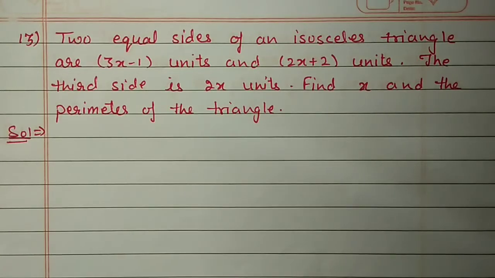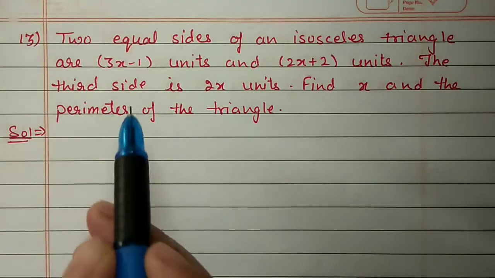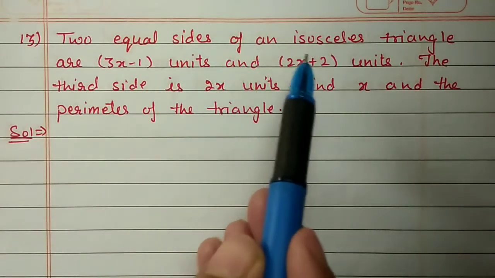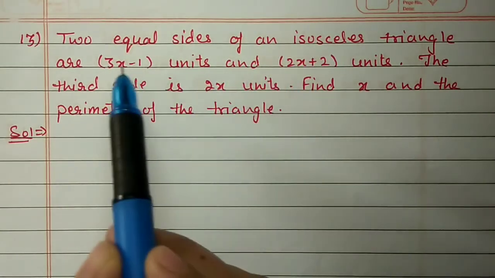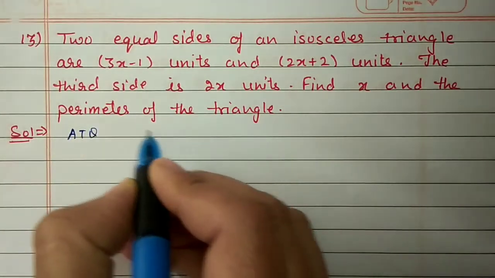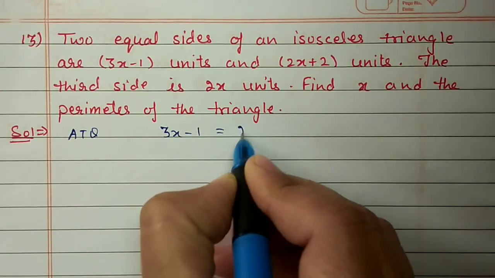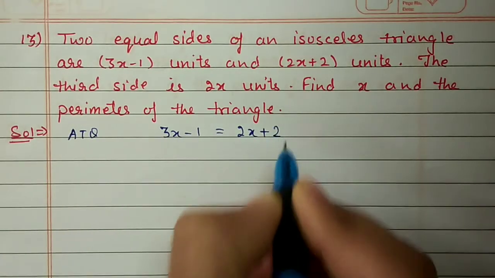Next question number 13. Two equal sides of an isosceles triangle are 3x minus 1 unit and 2x plus 2 units. The third side is 2x. Find the value of x and the perimeter of the triangle. Now in the question it is given, this is an isosceles triangle and equal sides are these two. So it means we can compare these two sides, both the sides are equal. We can write 3x minus 1 is equal to 2x plus 2.